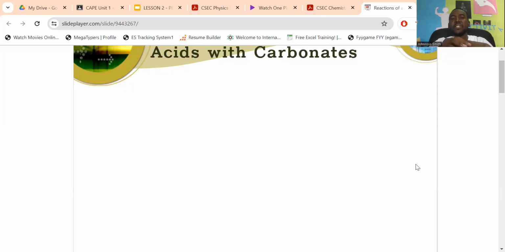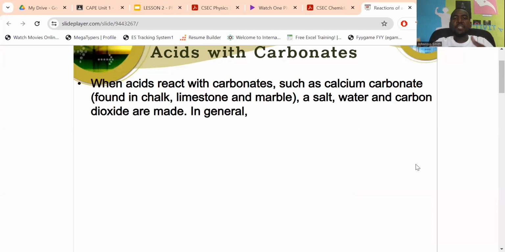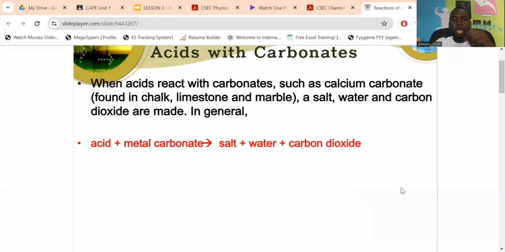Now, the second reaction is between acids and carbonates. A carbonate is CO3, right? So once it's combined with a metal, then it's a carbonate. That's what we mean by a carbonate. Now, when an acid reacts with a metal carbonate, it produces a salt, water, and carbon dioxide.